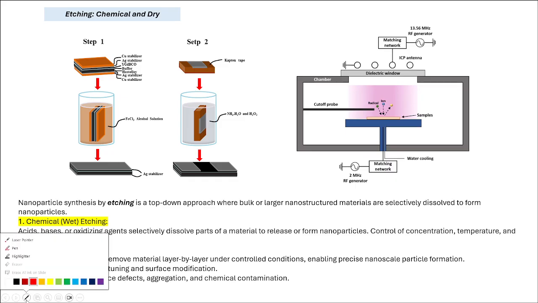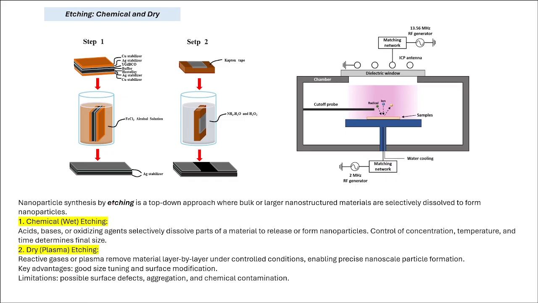So moving forward, like this nanoparticle synthesis by etching. Now, etching is another method. First we understood ball milling, what the shortcomings of ball milling are, and what the different parameters are that we need to take care of in order to achieve monodispersed kind of nanoparticles.